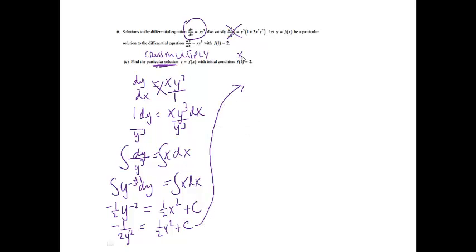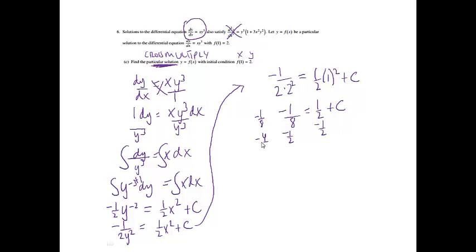So this is my x, this is my y. I'm going to go ahead and plug in what I know. So I'm going to have negative 1 over 2, y is 2, so negative 1 over 2 times 2 squared equals 1/2 times x squared plus c. So now I'm going to have negative 1 over 8 equals 1/2 plus c. I'll subtract 1/2 from both sides. If I get a common denominator, which would be 8, this will be negative 1/8 and negative 4/8. That means that c will equal negative 5/8.